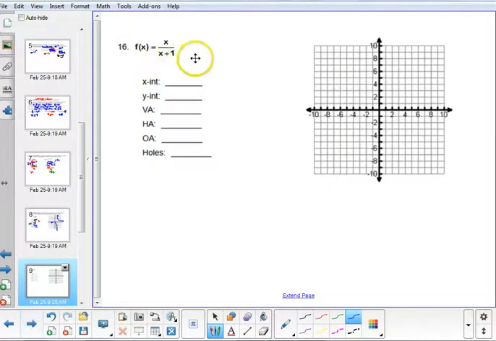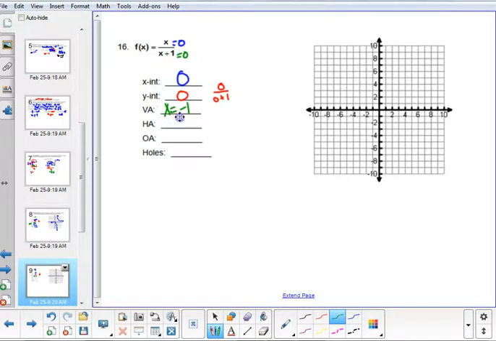The x-intercept would be where I have values that make my numerator equal to 0, so that's not too bad. x equals 0. For the y-intercept, I'm going to substitute in zeros for all my x values, so that would give me 0 over 0 plus 1, which is a 0. And then a vertical asymptote, there's nothing to factor, so I'm just going to set my denominator equal to 0 and find the vertical asymptote's equation.